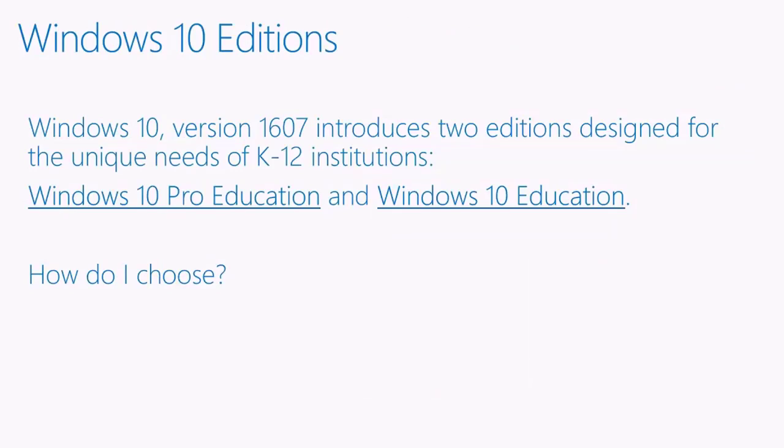So other questions I've been getting, not just whether I do 1607 or 1703 or 1803 or whatever the number is at the time, but which edition of Windows do I actually put out there? Because we've had Home and Pro and Enterprise, and now they've released these education-specific editions that are designed just for the evolving K-12 education landscape. And this is Windows 10 Pro Education and Windows 10 Education.